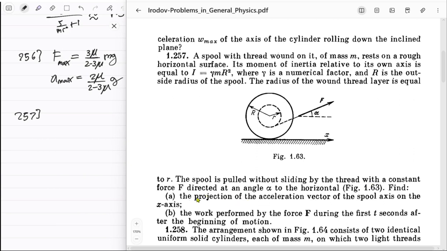Okay. Find the projection of the acceleration vector of the spool axis. So it's in this direction actually. Kind of like that. Actually, it's going to be in this direction, right? Because the torque is in... Yeah, whatever. So what do you want?